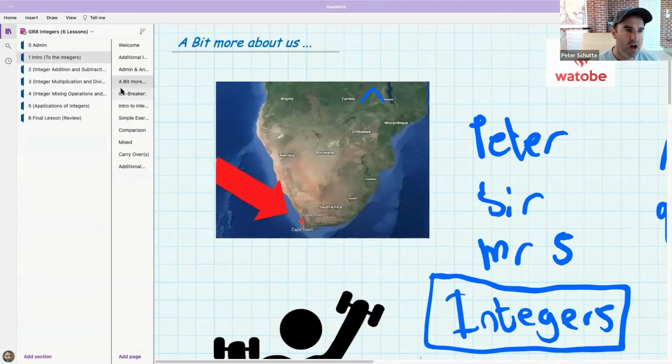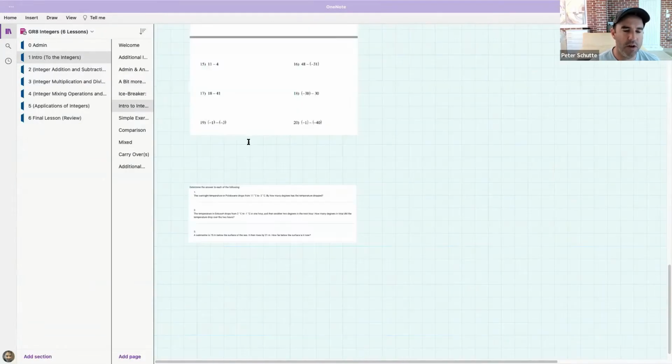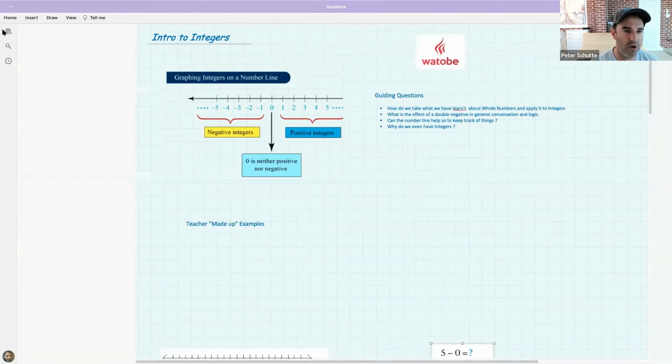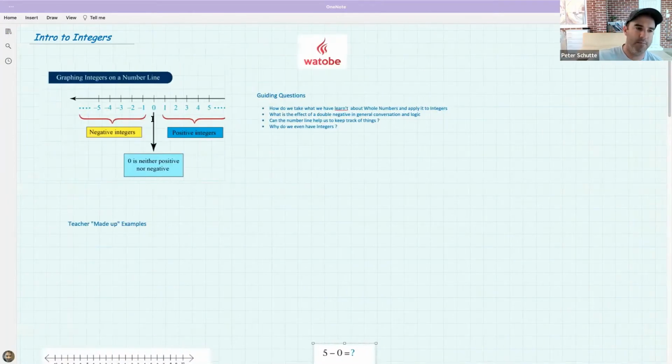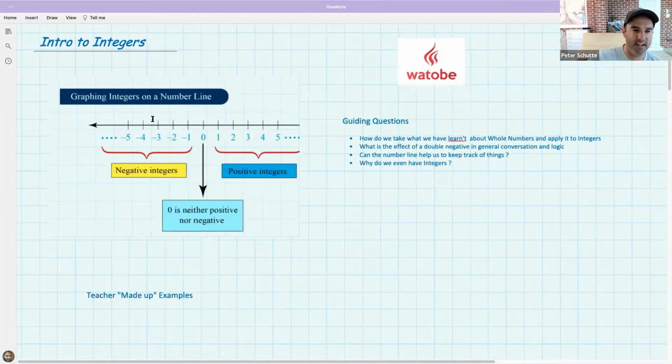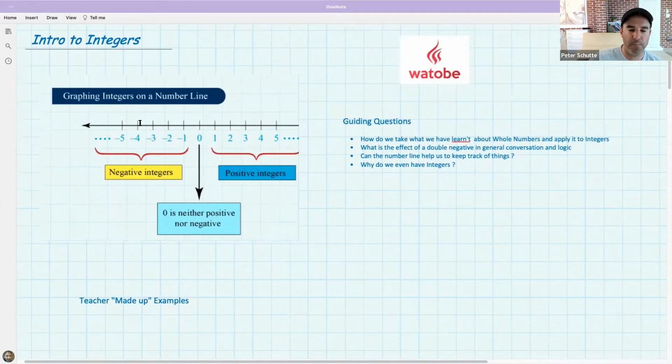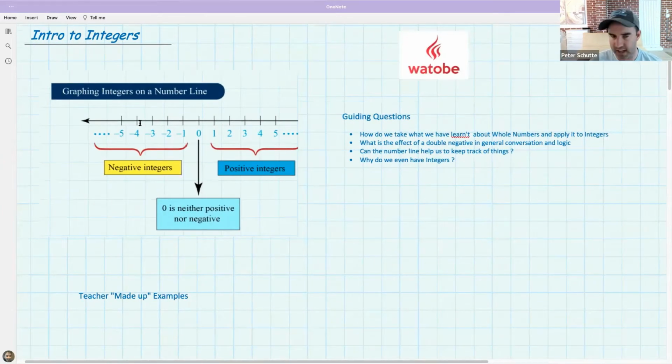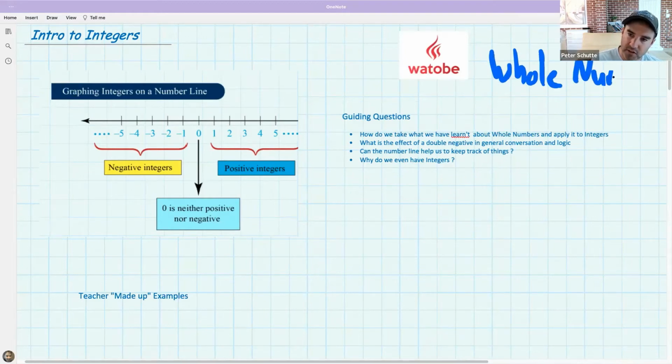Fantastic. Okay, so what I want to do is talk about just some basic ideas, and then we'll talk about the main ideas, and then we'll do some questions together. So in the previous units we did a unit on what's called whole numbers. And if you want to know more about whole numbers, those recordings are on YouTube and they're also on the Watobe app. So you absolutely can go look at them anytime.